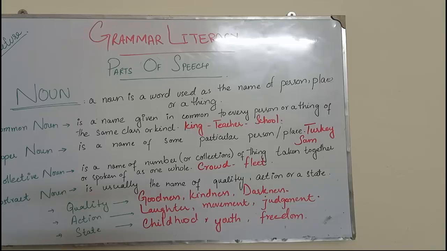The third thing is the judgment we are talking about here. The judgment is how the person is, how that person looks, how he is behaving, what kind of behavior he has. That is called the action. The next one is the state. State means, again, childhood, youth, freedom. That could be the state.